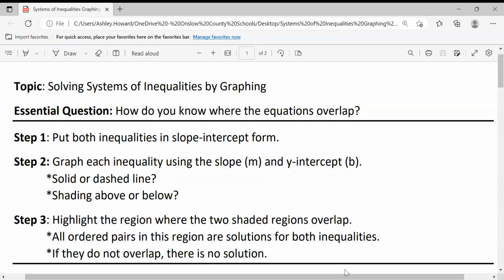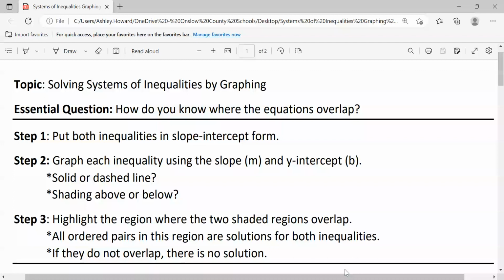Okay, so today we are going to be talking about solving systems of inequalities by graphing. This is pretty much the same thing that we've been working on. The only difference with our inequalities is that we're going to have to figure out if we are graphing a solid or a dashed line and what direction we are shading in. Other than that, this is the same thing that we've been doing with regular linear equations.